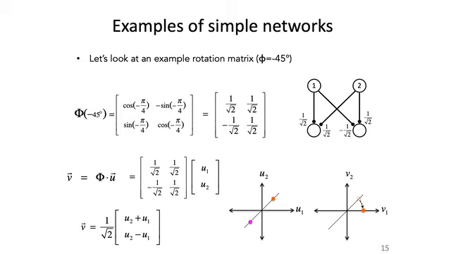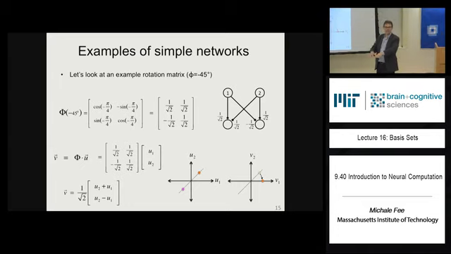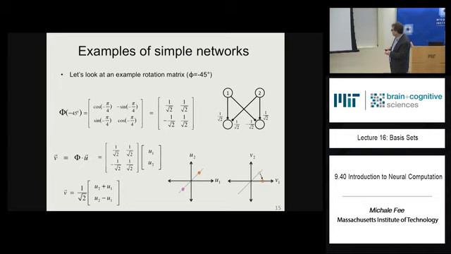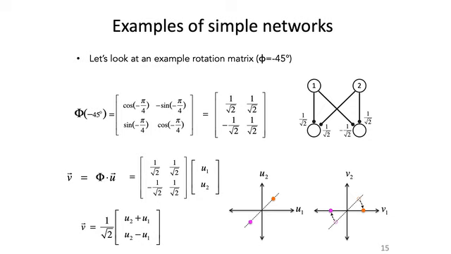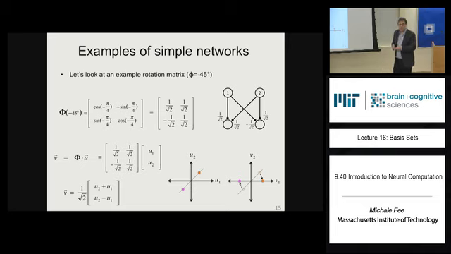So the firing rate of V1 will be the sum of those two. Those two inputs are both negative. So V1 for this input will be big and negative. And V2 will be the difference of U1 and U2, which for anything on this line is 0. Okay? And so that input will be rotated over to here. Okay? So you can think of it this way.